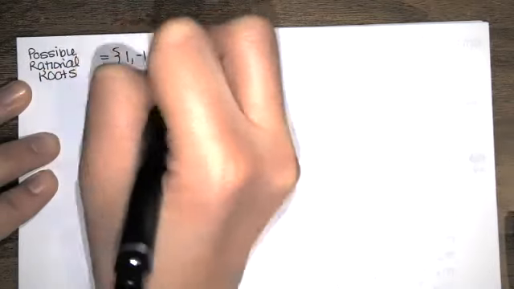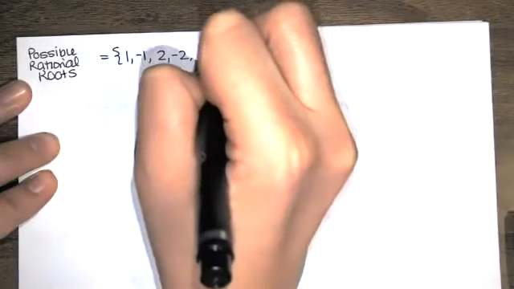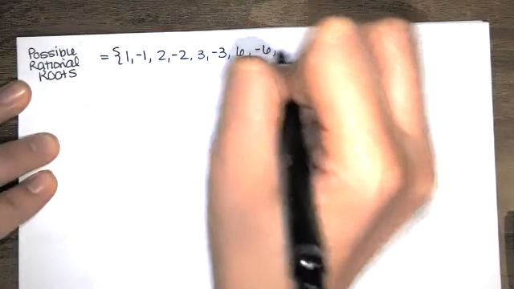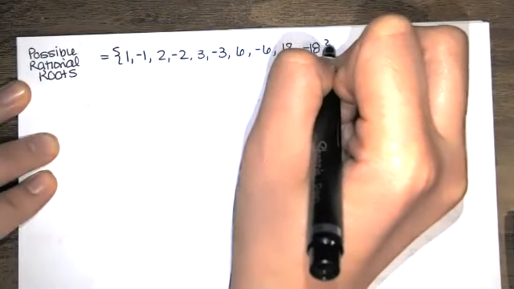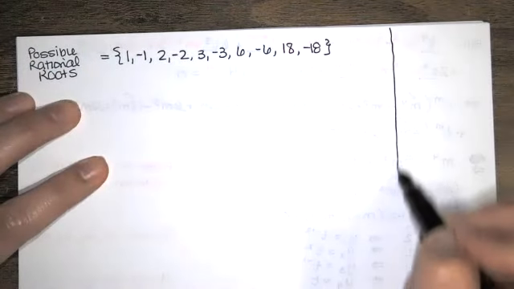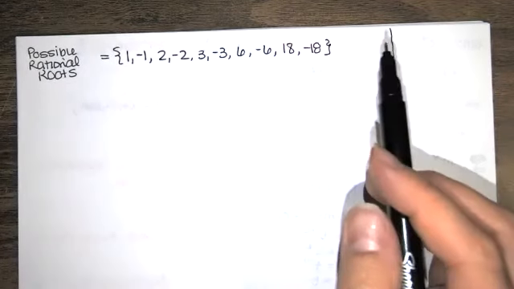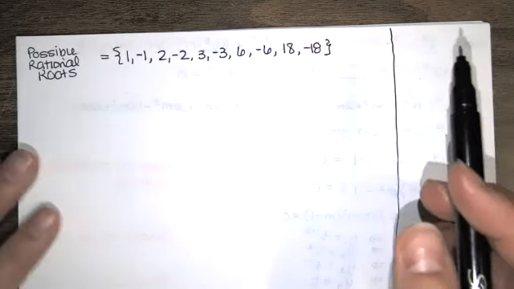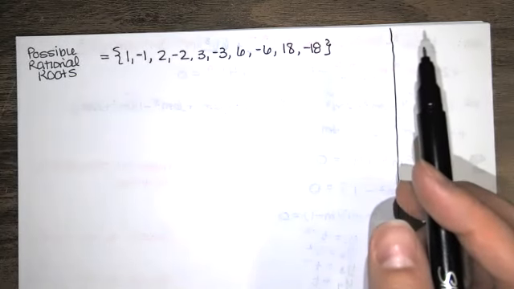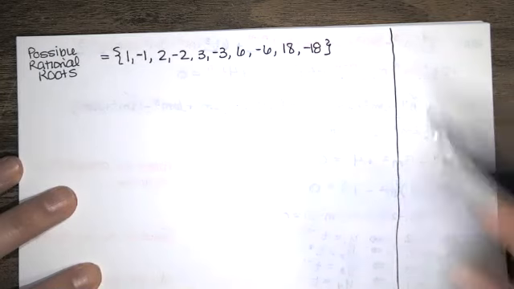So let's list those over here. So you've got 1 and negative 1, 2 and negative 2, 3 and negative 3, 6 and negative 6, 18 and negative 18 as the possible rational roots. And then what we're going to do is try roots on this list until we find one that actually is a root of that polynomial equation. And then once we have a root, we can find a corresponding factor. So that's the plan.